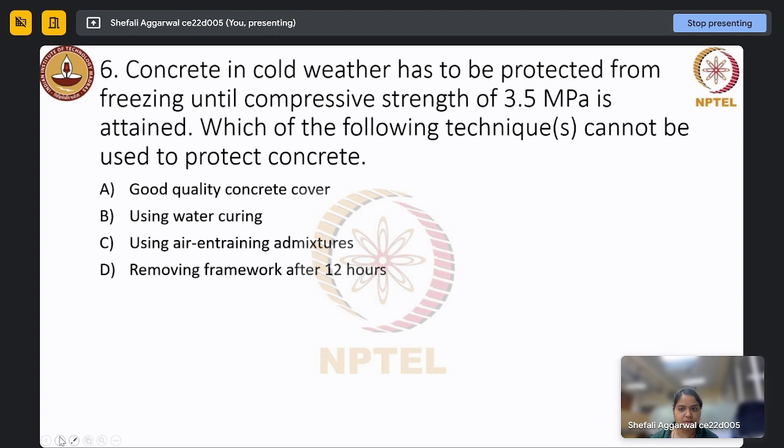I think C and D would be the closest answer. Air entraining admixture, we think B, ma'am. Okay, B, using water curing. B, B. Okay. Any other person who wants to guess?